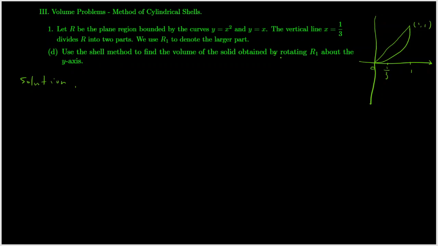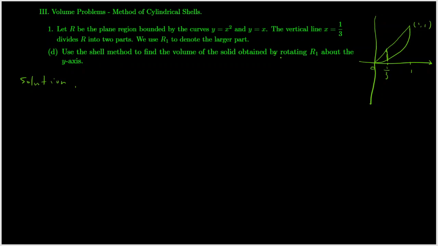The vertical line x equals 1/3 divides the plane region R into two parts. We use R1 to denote the larger part. You imagine the whole vertical line. Now follow the mouse cursor. The whole vertical line is something like this, right? The whole vertical line divides the plane region into two parts. We use R1 to denote the larger part. Now let's try to locate the region R1 corresponding to 1/3.